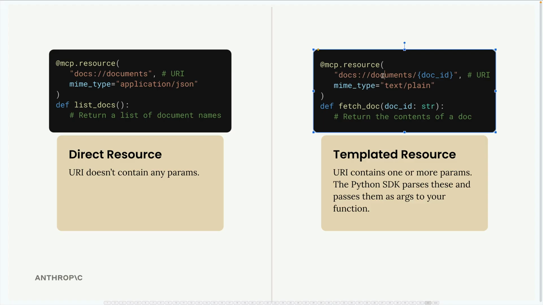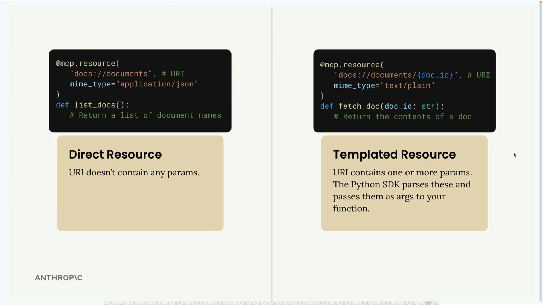So for example, we might have document/ and then kind of a wildcard right here. So we can put in any document ID we want to. And whenever we ask for this resource, that document ID right there inside the URI will be automatically parsed by the Python MCP SDK and provided as a keyword argument to our function. The keyword argument will have the exact same name of whatever string you put in right there. So doc ID right there will be doc ID right there.